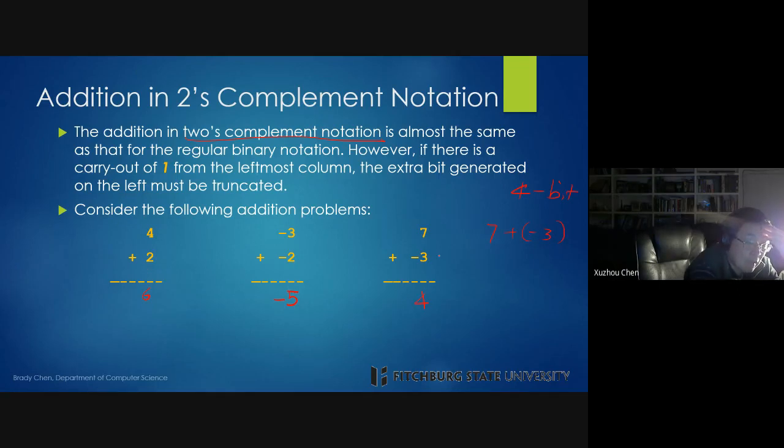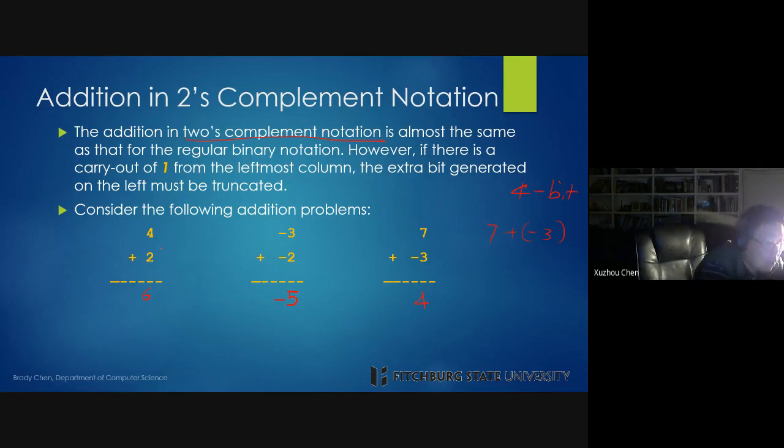Now let's check how we can do this using 2's complement. This is what we do by hand, but we want to convert it into 2's complement notation, and we want the computer system to perform this job and make sure that it does the job correctly. Okay, so now let's do this.